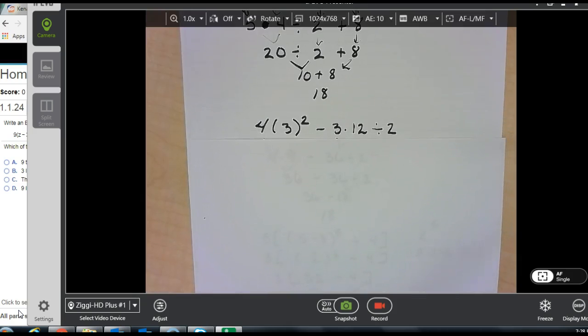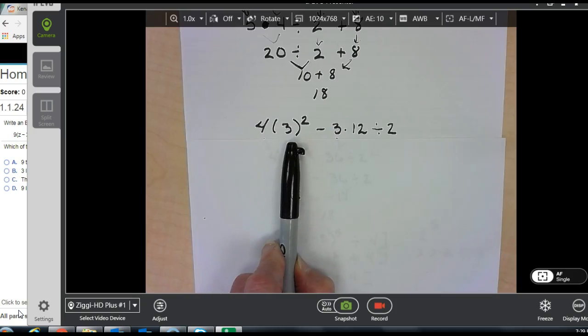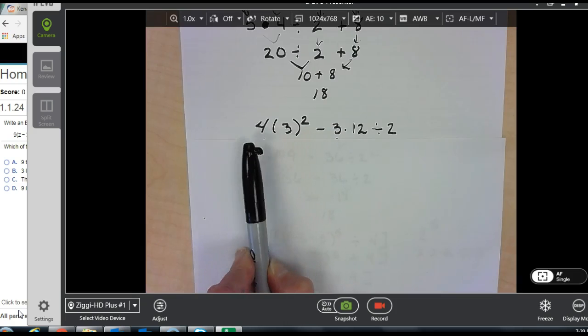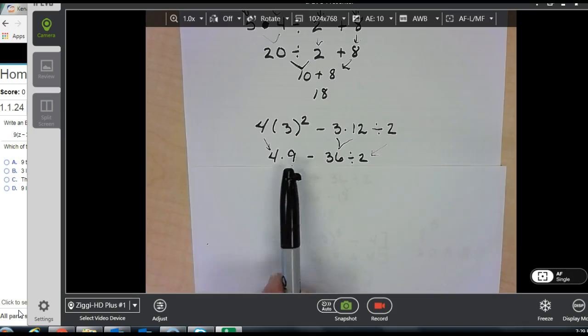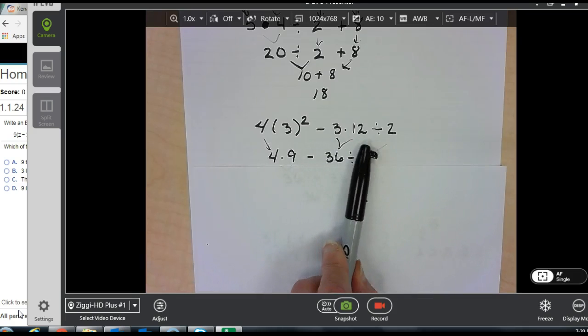So in this problem, I see parentheses, and that's where I want to start. But if I look inside those parentheses, there's nothing to do. So I then move on to my exponent. So 3 squared. 3 times 3 is 9, times 4 minus, and since this is a different string of numbers, I can go ahead and do it at the same time. 3 times 12 is 36. Divide by 2 is just brought down.